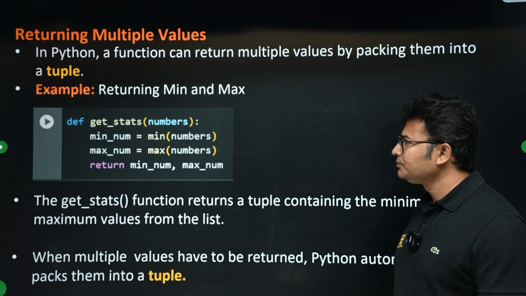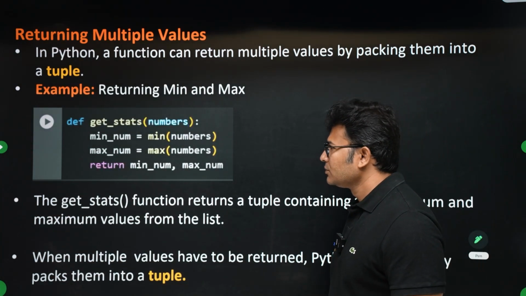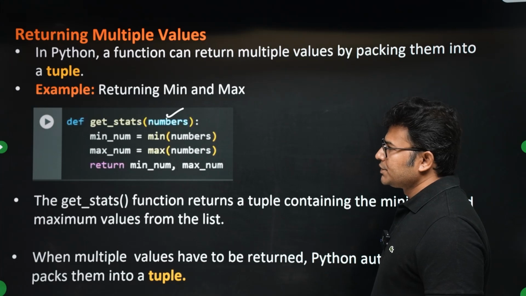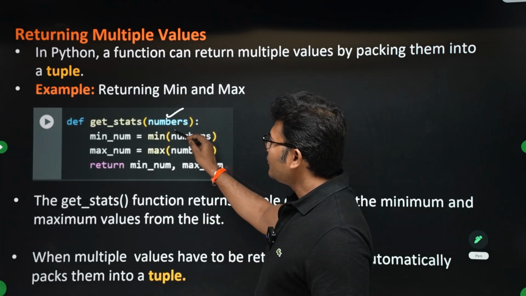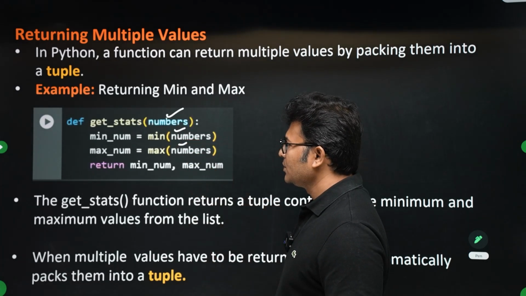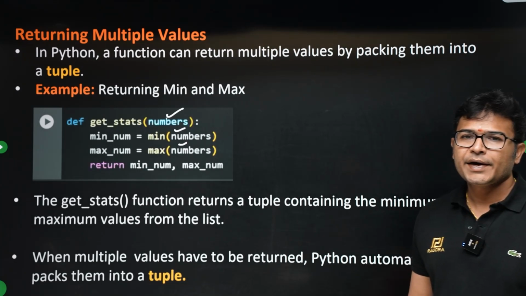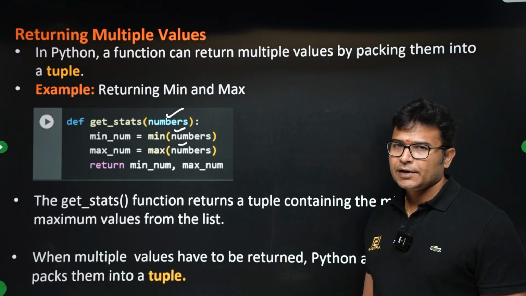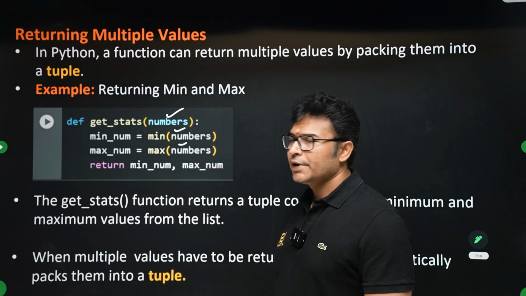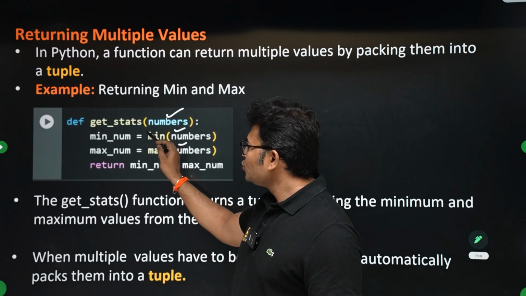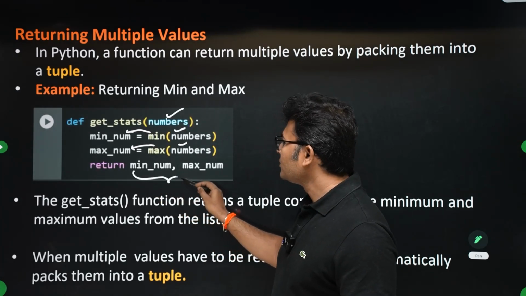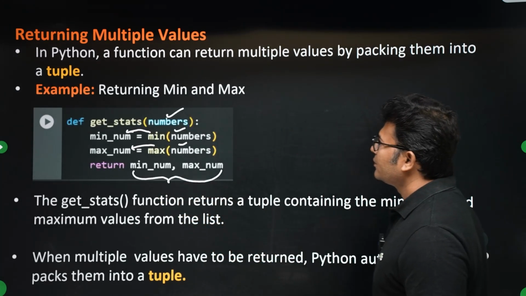For example, let us say we have a list numbers. Now we are finding the minimum value of the numbers in the list and the maximum value of the numbers in the list using the min function and max function. These two are predefined functions. Min and max are predefined in Python. You can use them directly, right? By writing min of numbers, you are getting the minimum value. By writing max of numbers, you are getting the maximum value. Now I am storing them in variables, min number and max number, and I am returning both of them together, min number comma max number, right?